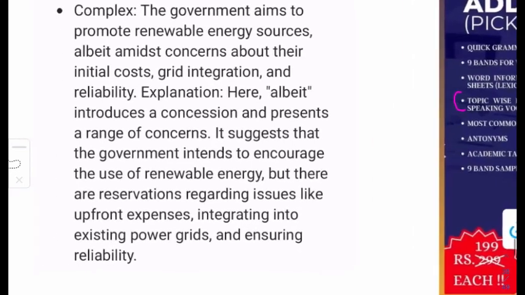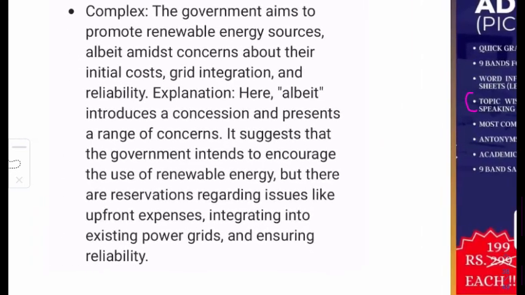Anyway, complex. Now this is your Task 2 sentence, and there are more, copy paste. And understand: the government aims to promote renewable energy resources, albeit amidst concerns.